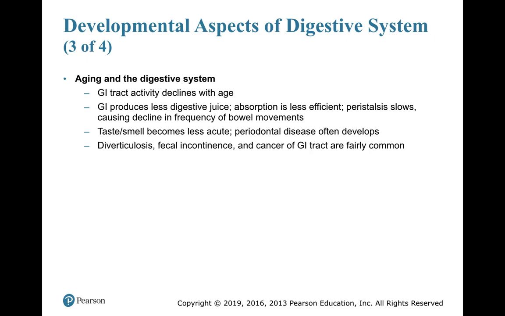As we get older, the GI tract activity declines with age. It produces less digestive juices, the absorption becomes less efficient, peristalsis slows, and that gives you a decline in the frequency of bowel movements. Taste and smell become less acute. Periodontal disease can develop. Diverticulitis, fecal incontinence, and cancer of the GI tract are relatively common.